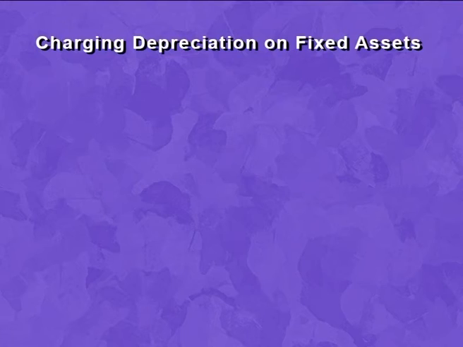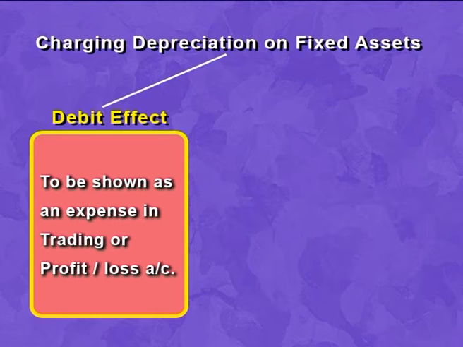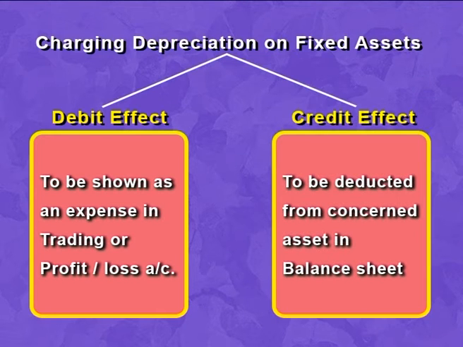Recall that depreciation is a non-cash expense that represents a decrease in the value of an asset for various reasons. So, the credit effect of this adjustment is that the amount of depreciation is deducted from the opening value of the concerned asset in the balance sheet, so as to show that asset at the reduced value. These two effects of this adjustment can be shown as: the debit effect is that the amount of depreciation is shown as an expense in the trading or profit and loss account, and the credit effect is that the amount of depreciation is deducted from the concerned asset in the balance sheet.